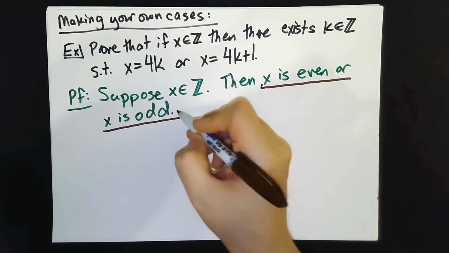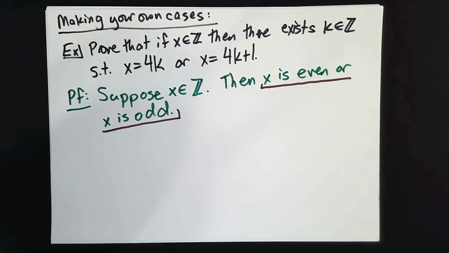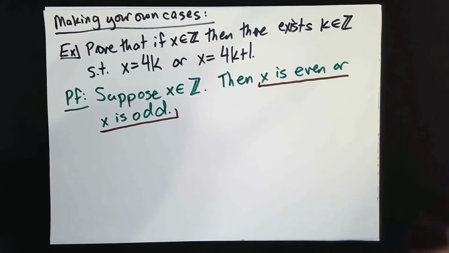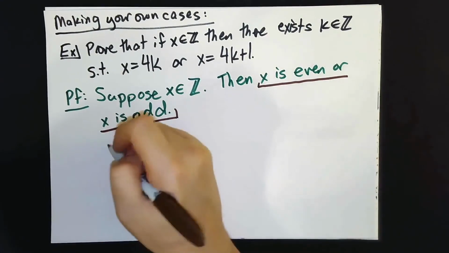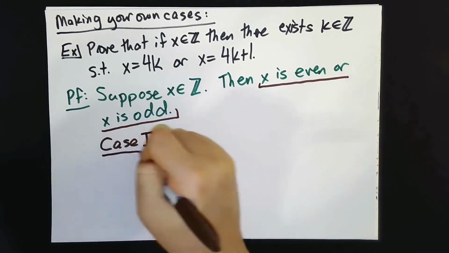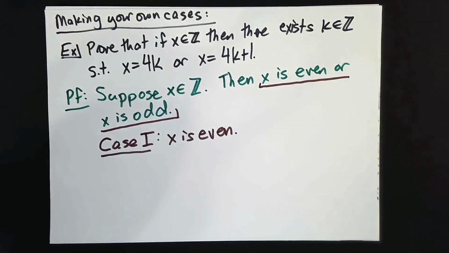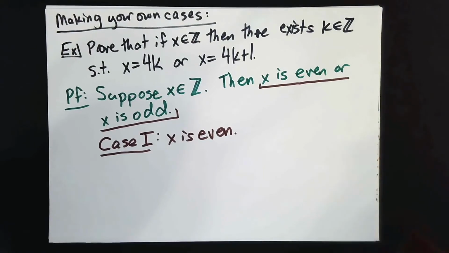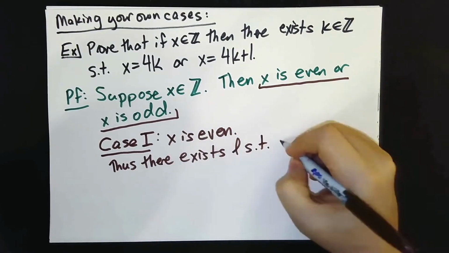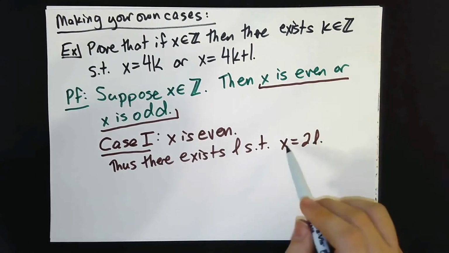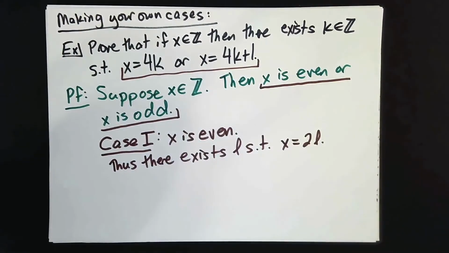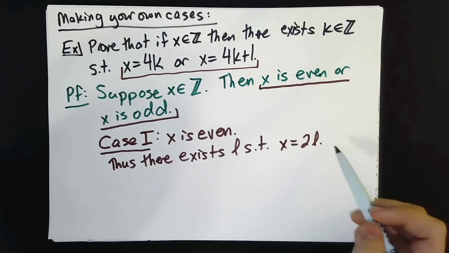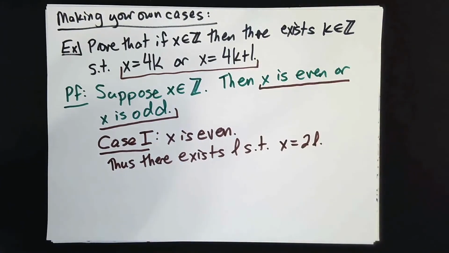But now, here's the point. I have made my own OR statement. And so this OR statement lets me break into cases. So my first case here is that x is even. What does even mean? Well, it means that there exists an L such that x is 2L. I'm not, by the way, using k here because I want to use a k in my punchline. So I'm just using a different letter so that I have the letter k free so that I can match the statement that I was given.